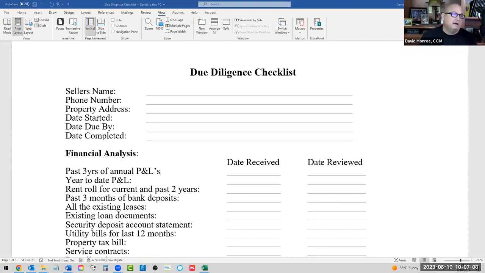This week is all about the due diligence checklist, the exterior inspection form, interior inspection form, and getting your property inspected so you can start to put that business plan together. So as you can see in front of us, we have the due diligence checklist that I provided. I did create this checklist. I built it based off of the strategic analysis model that is taught by CCIM.